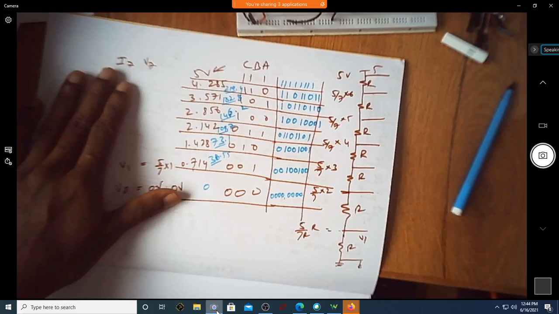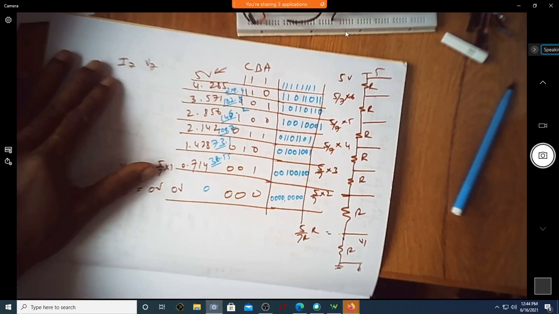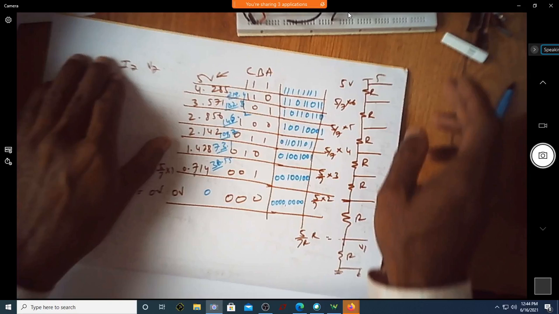Now these are all the expected output voltages for these inputs because they have been given in my circuit. So this is what the circuit is. What we'll do is demonstrate or verify what the actual values are.